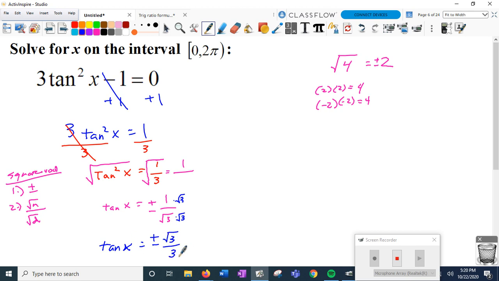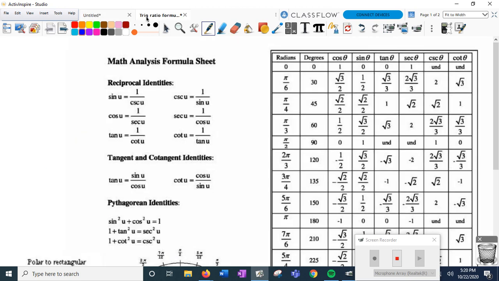Now here's what that means. We need to look at when tangent equals positive square root of 3 and when tangent equals negative square root of 3. So I'm going to look under tangent for positive square root of 3, and I know pi over 6 is one of my solutions.